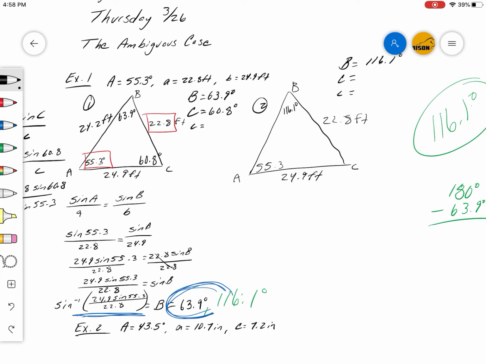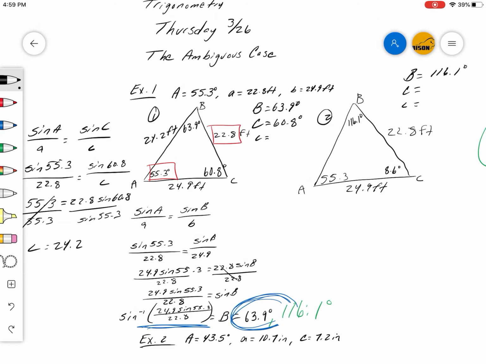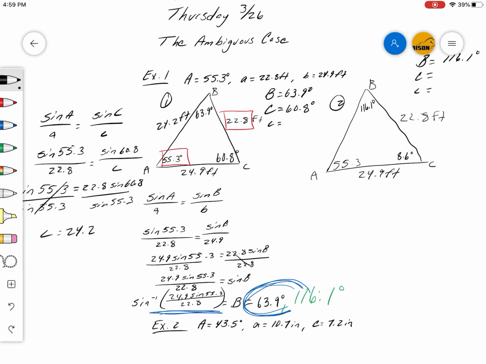All right. We got to do the same thing for triangle number 2 over here. So I can subtract 116 and 55 from 180. So 180 minus 116.1 minus 55.3. That gives me 8.6 degrees. It's pretty small, but it's not really a big deal. And I'll set up the exact same law of sines to find my second side C. Okay, so sine of 55.3 over 24.9 is equal to sine of 8.6 this time, because that's my new C, all over C.